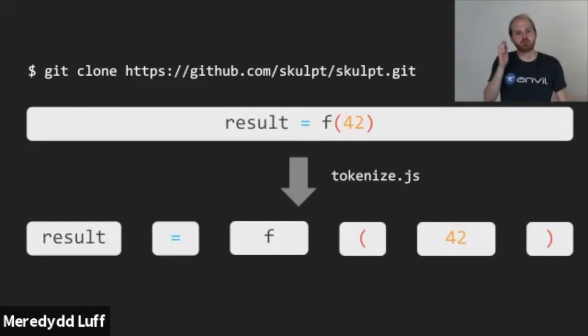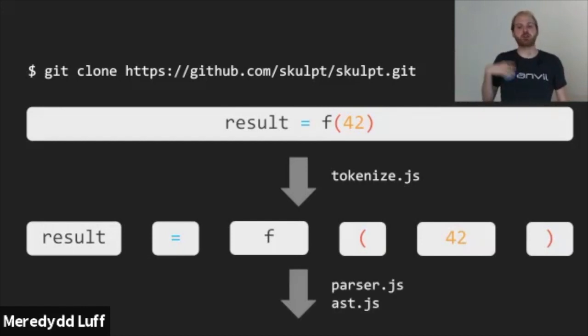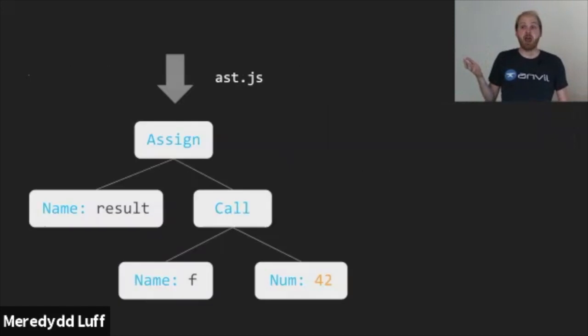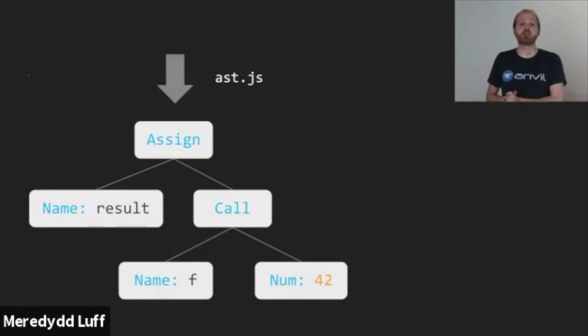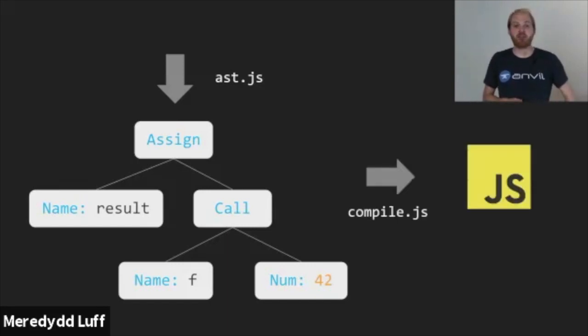So it's tokenized it, and then the next thing it will do is parse and assemble what's called an abstract syntax tree. And that looks something like this. So here we have an assignment, and what we are assigning to is a variable named results, but the value we are assigning is a function call. We are calling a function named f with an argument that's a numerical constant 42. And then we have a compiler that walks over this tree, spitting out JavaScript.